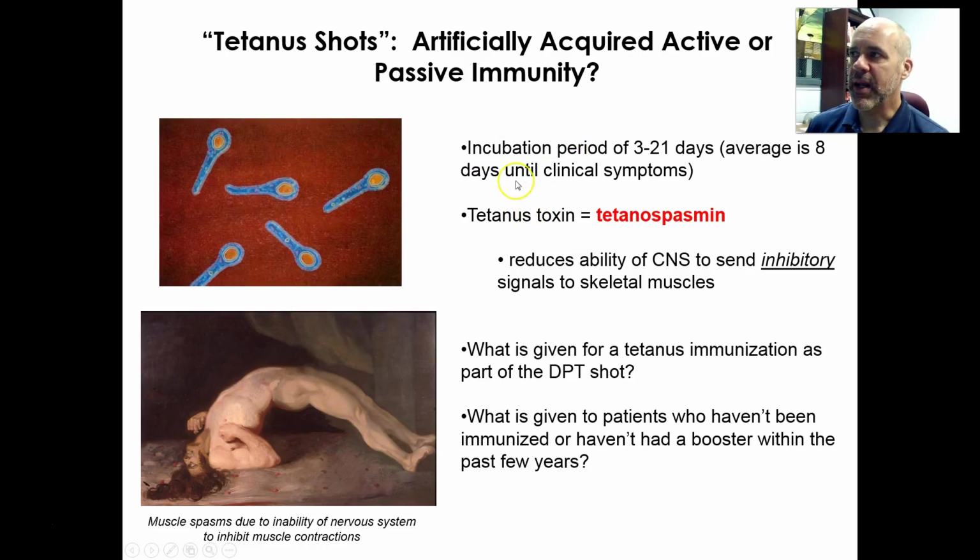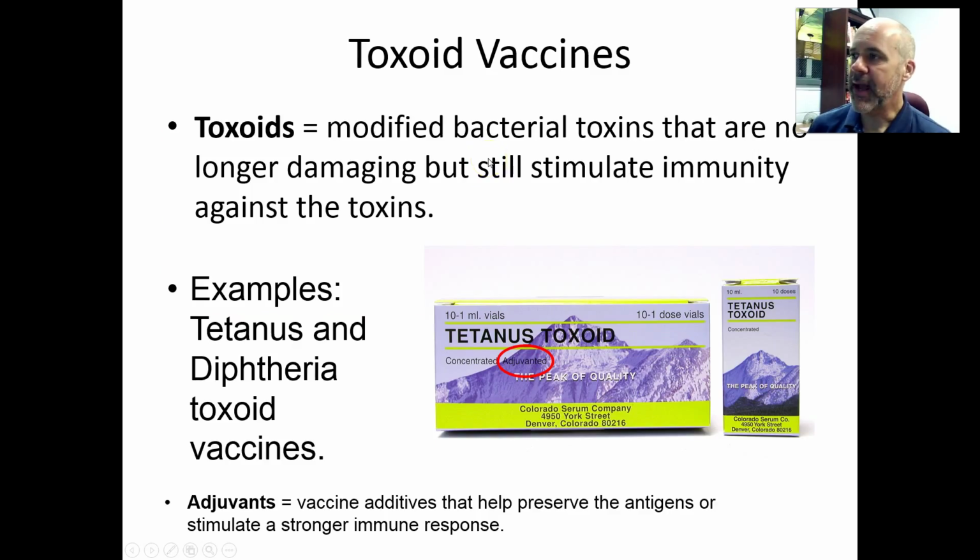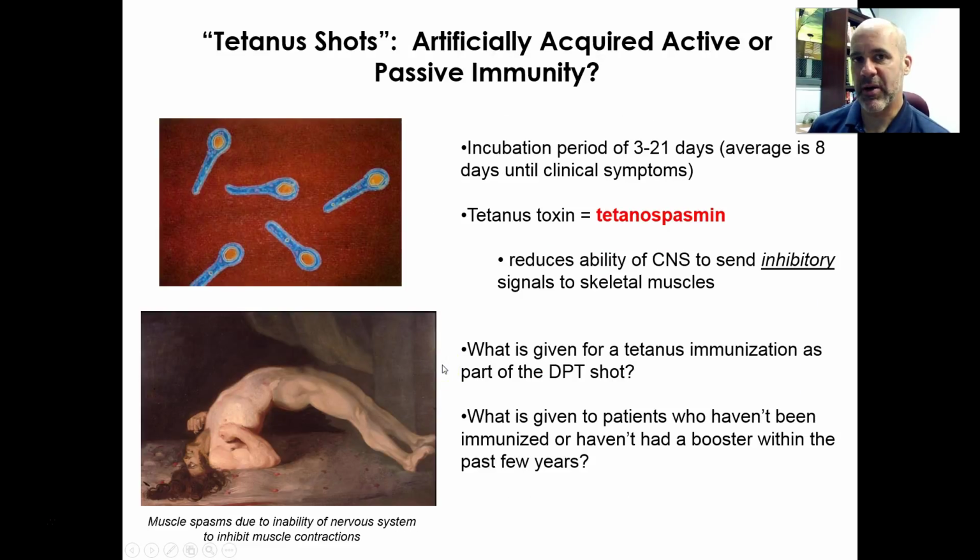All right, so when you get your DTaP shot as a kid, that includes this tetanus toxoid. That's artificially acquired active immunity. You don't have tetanus, you haven't been exposed to it. You are receiving a vaccination so that if and when you do get exposed to Clostridium tetani, you are capable of very rapidly, because of your memory cells, cranking out tons of antibodies that will mop up that tetanospasmin toxin and get rid of it.